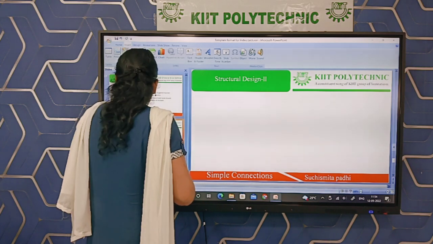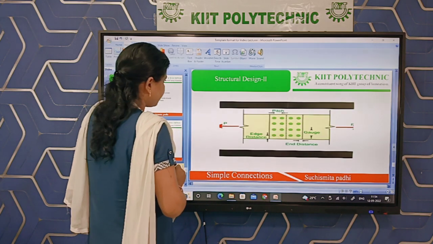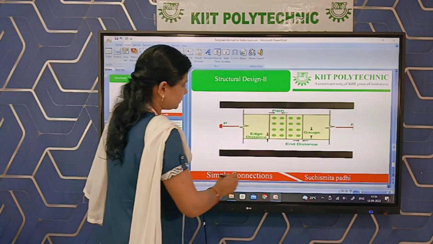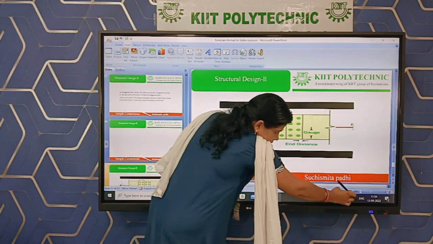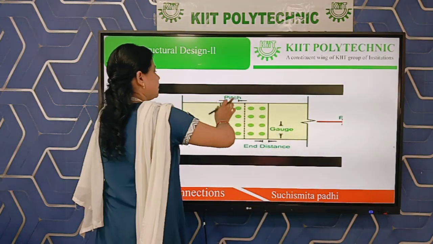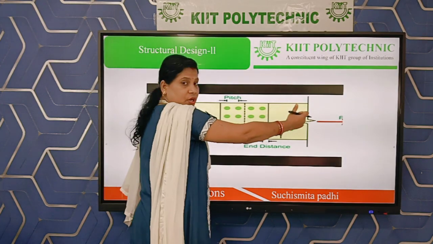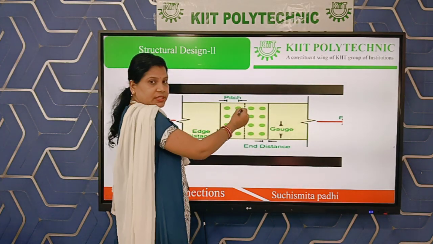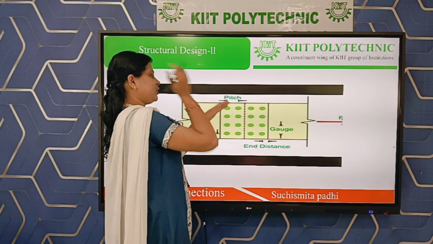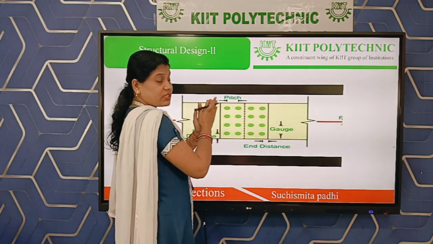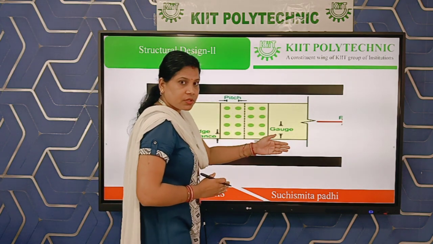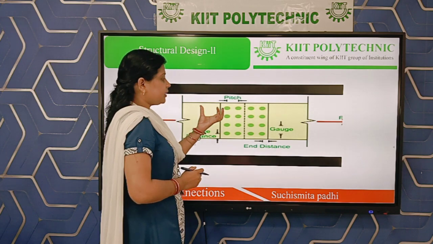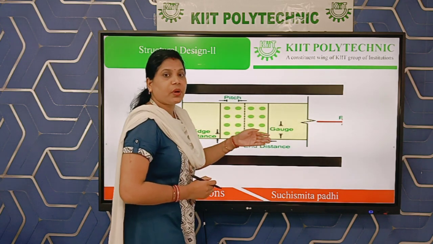The distance between two consecutive bolt holes measured parallelly to the direction of stress. We are measuring the pitch horizontally. Just opposite of pitch is gauge. So if you are measuring the pitch horizontally, then we are measuring the gauge vertically.